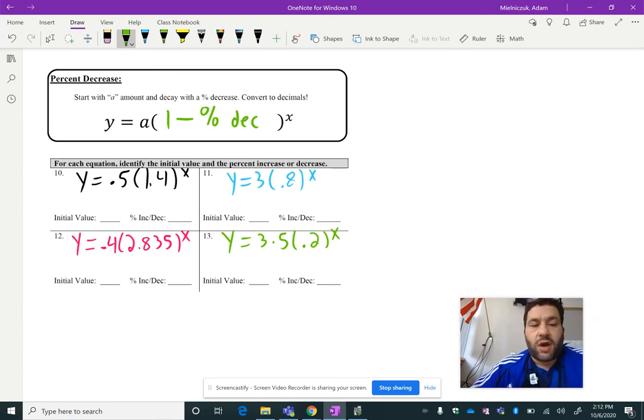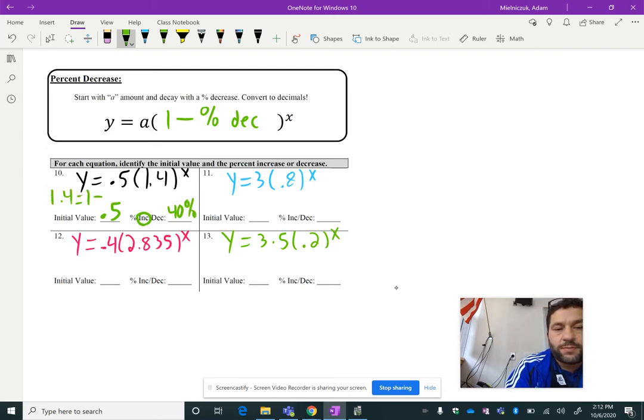All right, so it says for each equation, identify the initial value and the percent increase or decrease. Well, I'm going to make a guess that finding the initial value isn't hard for us, but how do we find the increase or decrease? Well, first off, we know this is an increase because it's over 1. That's a big part. We know it's an increase of 40% because 1.4 equals 1 plus 0.4, and the 0.4 gives us the 40%.